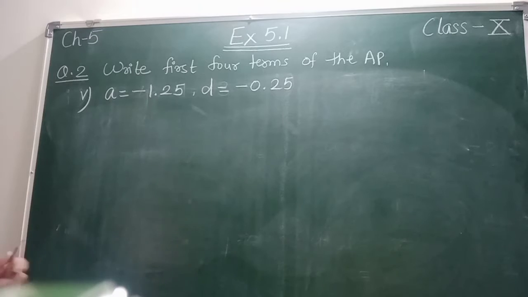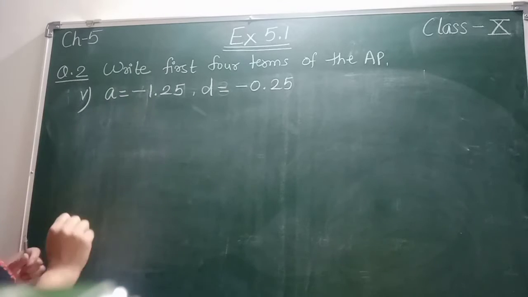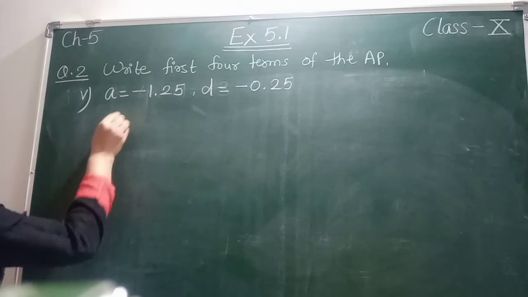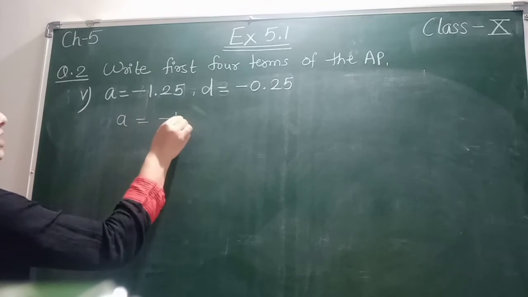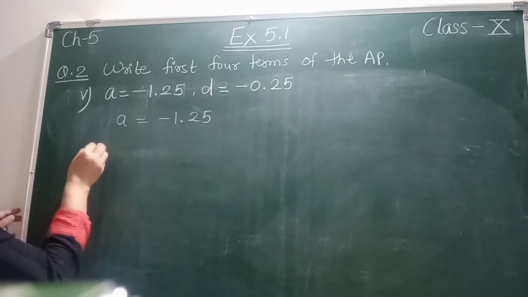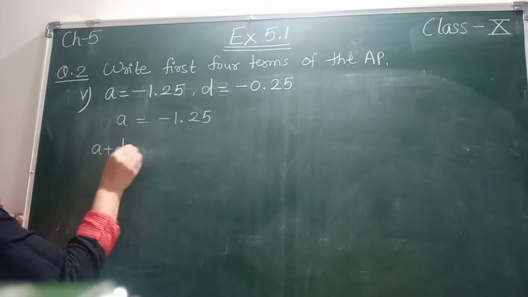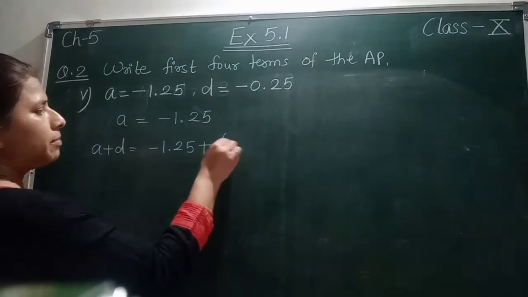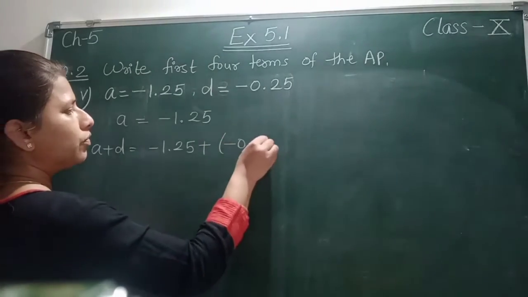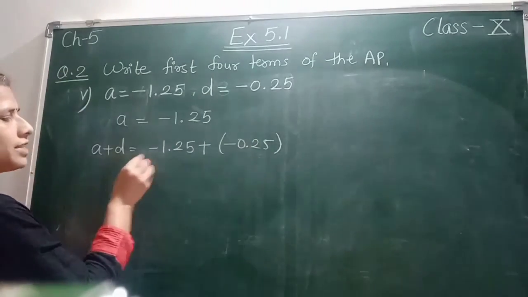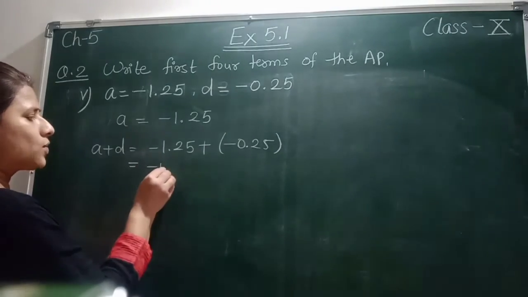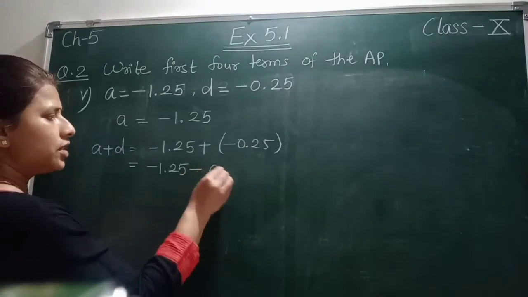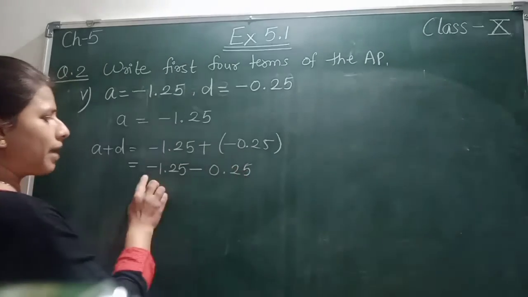Fifth part of this question is a equal to -1.25 and d equal to -0.25. So here the first term is -1.25. Second term, a plus d: -1.25 plus within bracket -0.25. Student, first we will simplify this bracket. -1.25 plus minus 0.25. Minus plus.